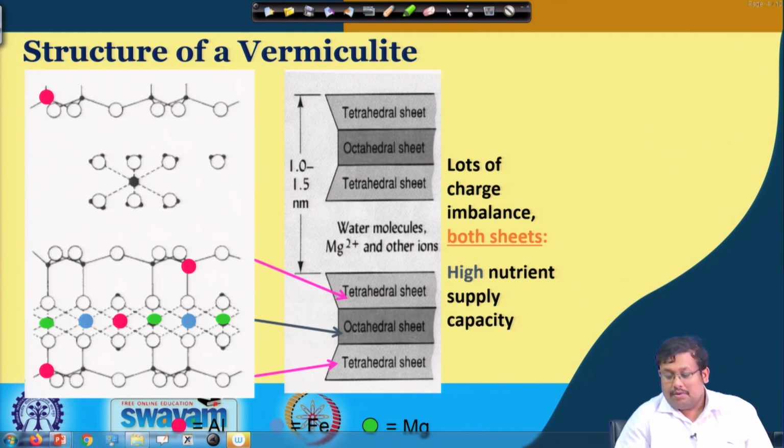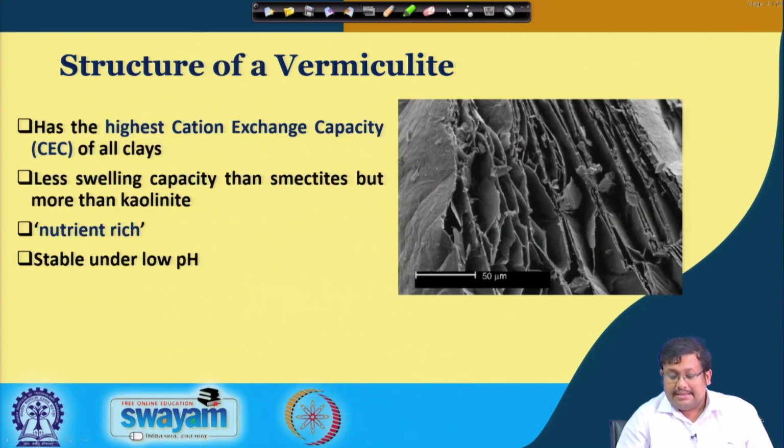If we move ahead and see the electron microscopic view of vermiculite, this is the electron microscope view of vermiculite. It has the highest cation exchange capacity because of the huge amount of substitution going on in the tetrahedral sheet as well as in the octahedral sheet. It has less swelling capacity than smectite, but more than kaolinite, and it is nutrient rich. Why it is nutrient rich we have already discussed, and it is stable under low pH conditions.